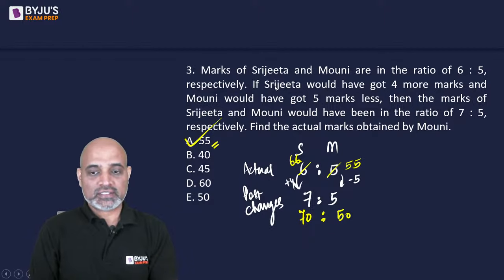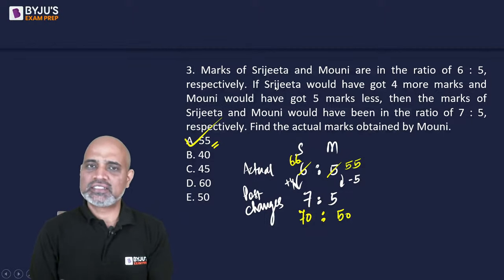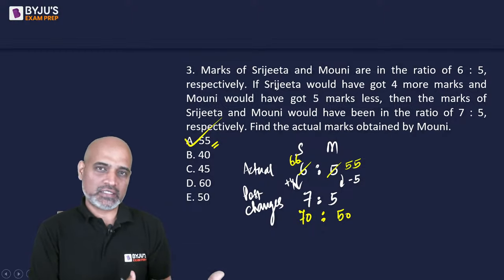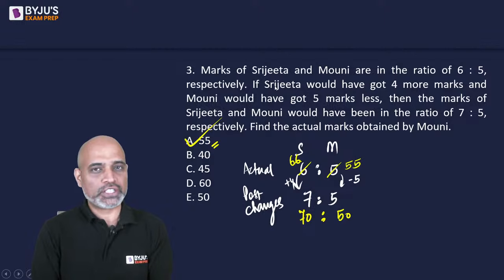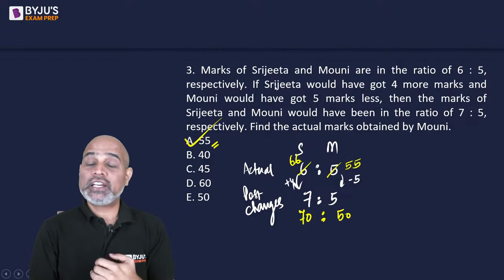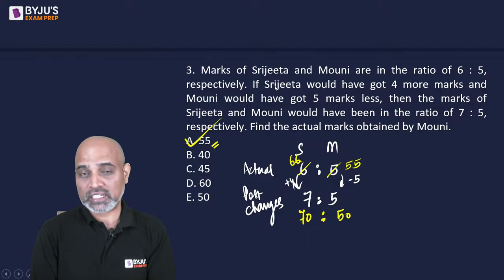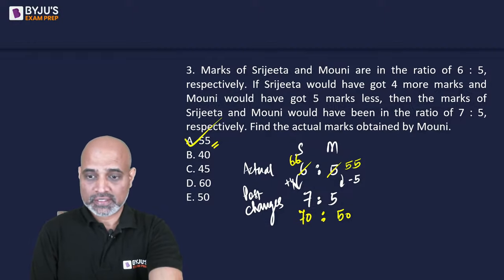Fine? Clear? Was easier, right? Worst case, the fifth option will be the answer, but still you will make less mistakes. I wouldn't say that you're going to take less time because it depends how quick you are with equations, but definitely chances of making a mistake here using the options will be much lesser. Okay?